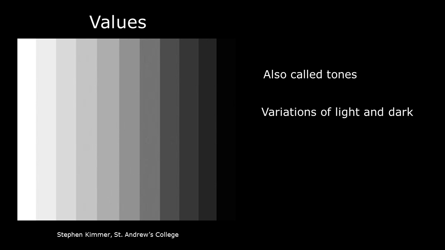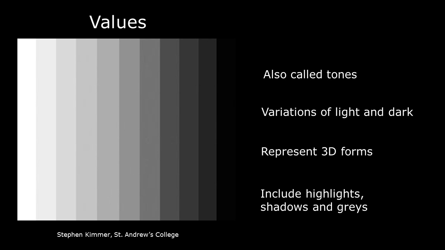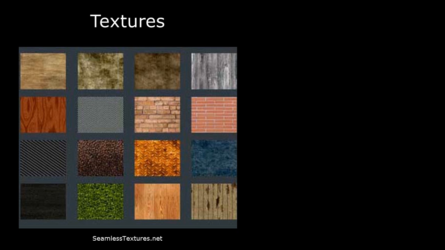Values, also called tones, are variations between light and dark areas, sometimes organized in gradations or gradual steps to represent 3-dimensional forms. Values include white highlights, black shadows, and many shades of gray in between these 2 extremes.